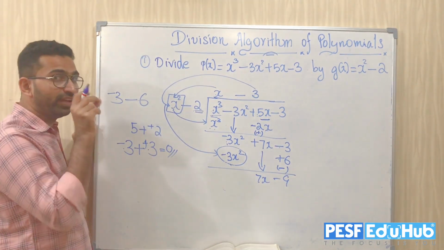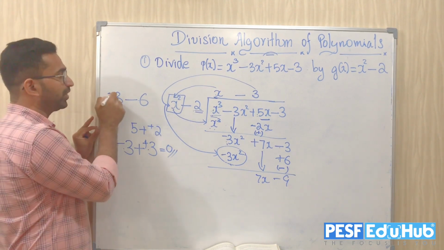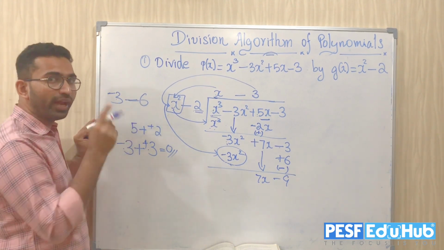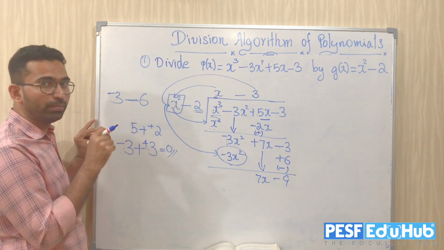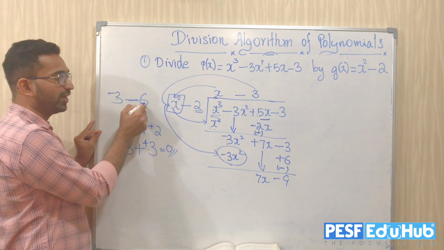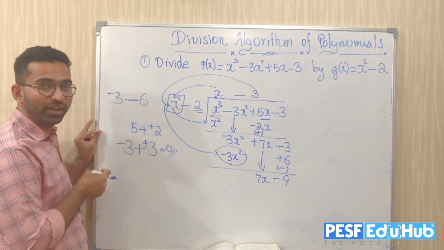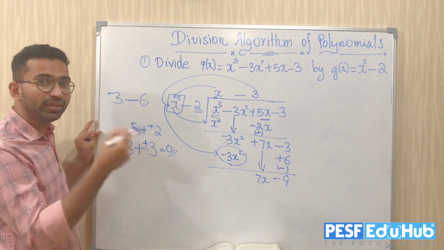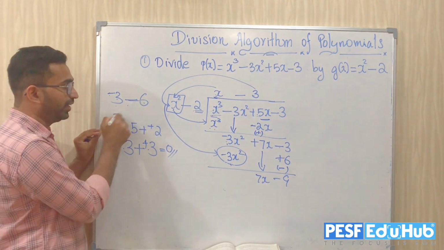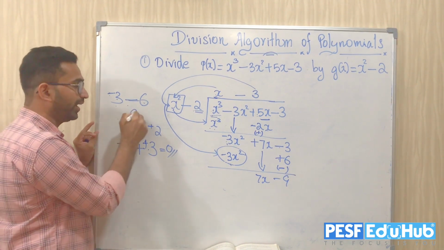As I told you in the very first basic mathematics class, minus 3 and minus 6 means you are operating two numbers with the same sign. What is the sign of 3? Negative. What is the sign of 6? That is also negative. So if you are operating numbers with the same sign, what do you have to do? Add the digits. What is the digit here? 3. What is the digit here? 6. You have to add 3 and 6. You will get 9.